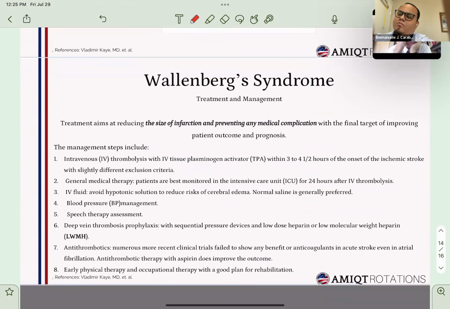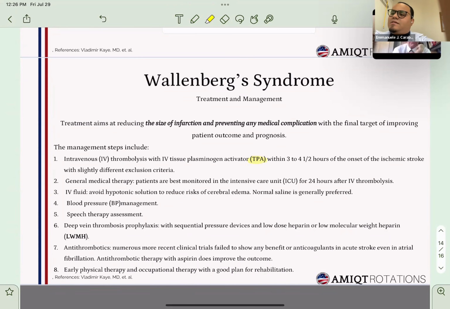Now, what do we do with patients that develop Wallenberg syndrome? Usually this is a very extreme situation. The patient needs to be in an ICU room, and the management usually is tPA, but you need to give the tPA within 3 hours in order for it to work. This is the first thing that we do in the emergency setting. Then we give general medical therapy, like monitoring. After the IV thrombolysis, we need to check if the tPA is causing any kind of bleeding or any kind of adverse event related to the medication.